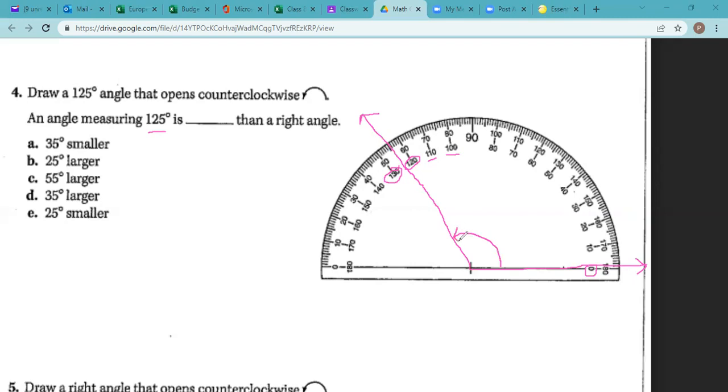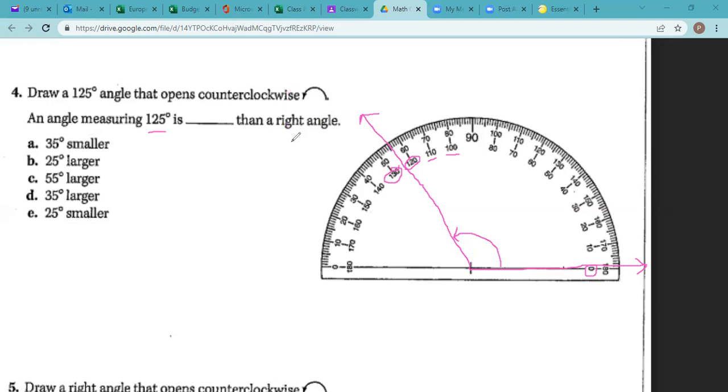So that's how I can kind of, I'm not that great at saying, okay, clockwise, counterclockwise, but I can usually look at this arrow that they're giving. All right. And then I can say, okay, if it's pointing that way, then I need to start on the right. If it's going that way, I need to start on the left. Okay. Now, an angle measuring 125 degrees is blank than a right angle. All right. So think about, what is a right angle? How much is it?